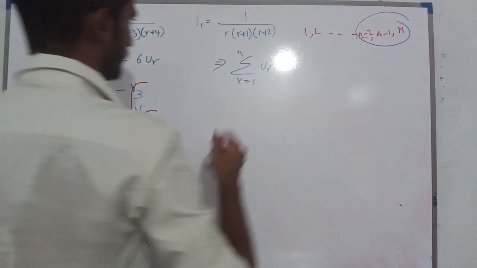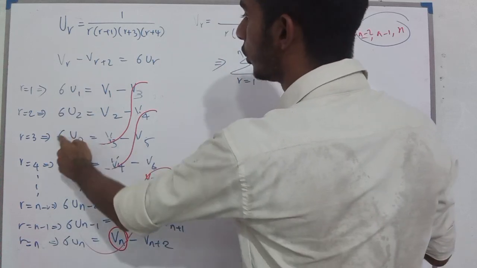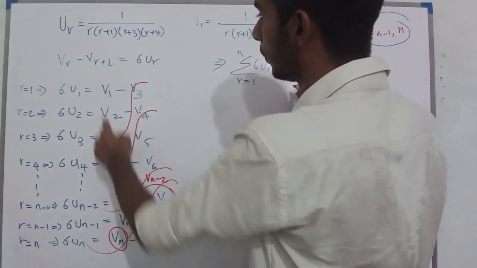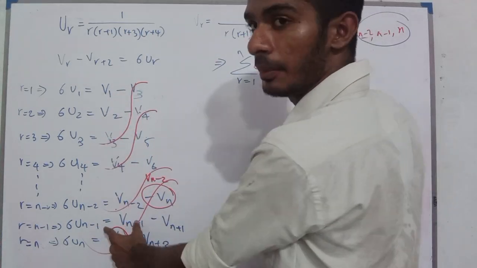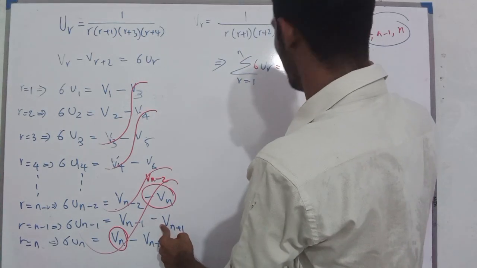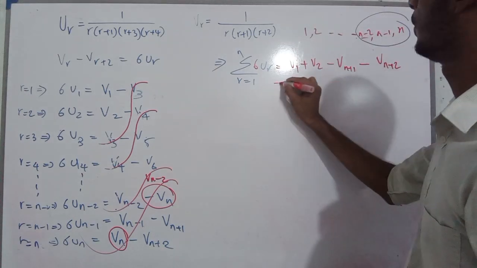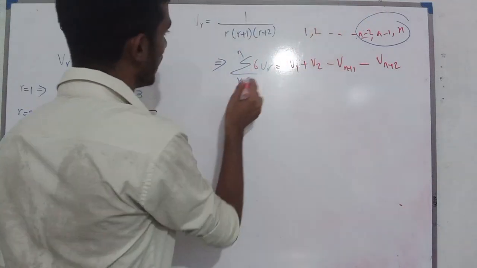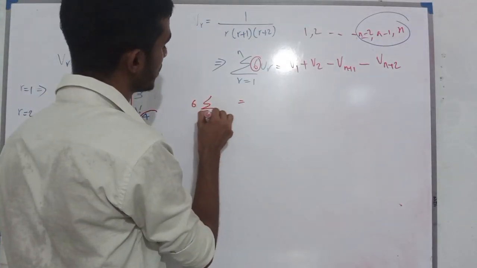Now summation of r is equal to 1 to n 6ur. Now I have to add all these. 6ur is equal to, now you see v1 plus v2. Now all these terms will be cancelled with each other. Now you see minus vn plus 1 minus vn plus 2. Now vr is given. Now we have to substitute the values. This will be equal to, which means now I can take this constant outside of the sum also. 6 summation of r is equal to 1 to n.